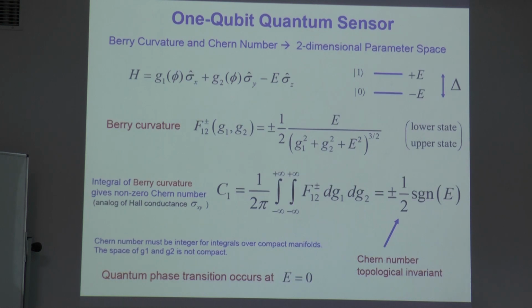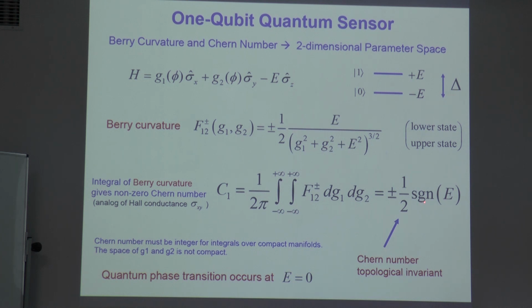And so let's talk about the one-qubit quantum sensor. Here's the Hamiltonian. Again, you can calculate the Berry curvature. These are the coupling constants, the real and imaginary parts for the upper and lower state, right? And you can do an integral of the Berry curvature to get the Chern number. Except in this case, you get the sign of e, but you don't get an integer. You get 1/2. It is an invariant. You can move these coupling constants around, and as long as e does not go to minus e, you have an invariant.